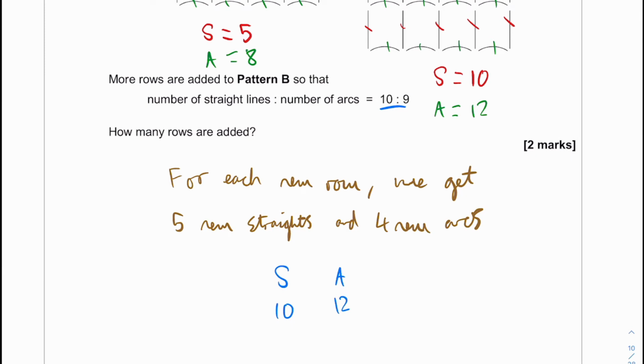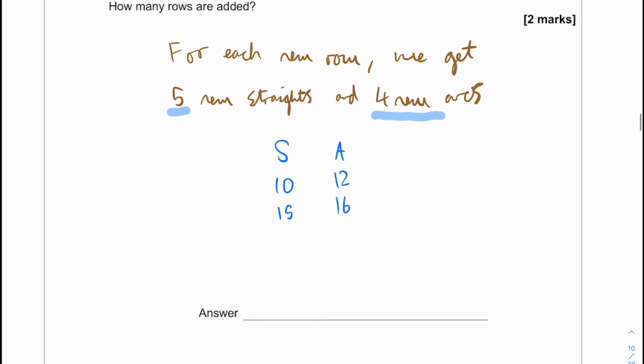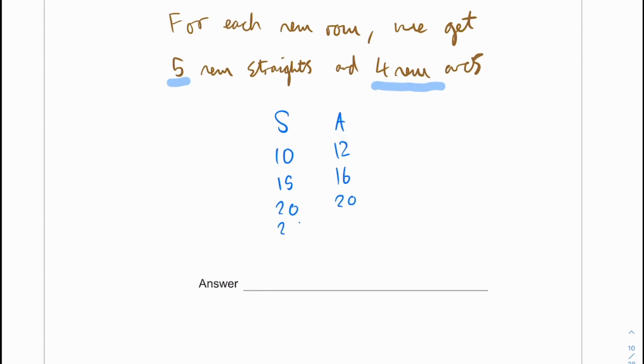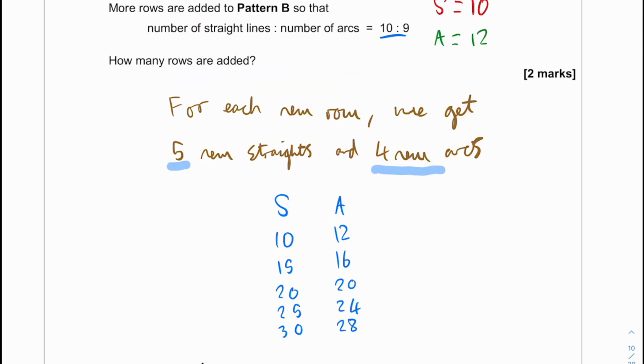So if we add on our 5 new straights and our 4 new arcs, we get 15 to 16. Okay, this is not in the ratio of 10 to 9, so we'll do another one. So we then get 20 to, if we add on another 4, we get 20 again. So this is now in the ratio of 1 to 1. So if we add on 5 again, we get 25 to 24. Again, this is not in the ratio of 10 to 9. So we do another one, 30, and this time we get 28. Okay, so we need to keep going until we get the ratio of 10 to 9.